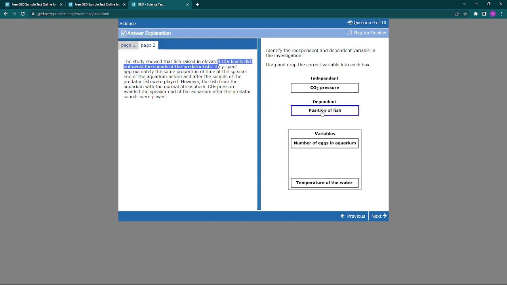So right there, the position of the fish was determined by, or depended on, what we did to the fish. Now, the independent was the CO2 pressure, because that's what we were changing. The elevated CO2 levels is what we were still changing, a variable. So these are the two variables, and these are the two constants. Remember a little while ago we talked about the constant, or if the force was constant or mass or whatever it was. It was what didn't change. So the number of eggs was the same, temperature of water was the same. We weren't trying to kill the fish. We were just trying to make it deaf from higher CO2 levels. So right there, there's your climate change stuff.